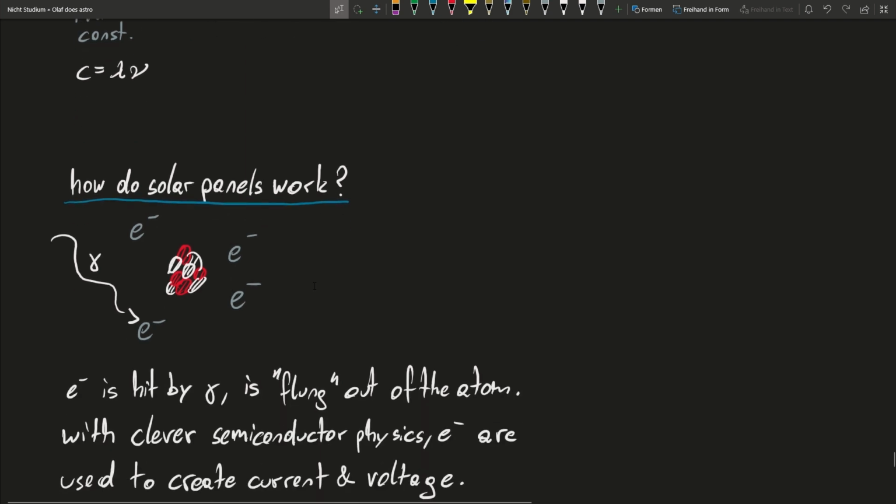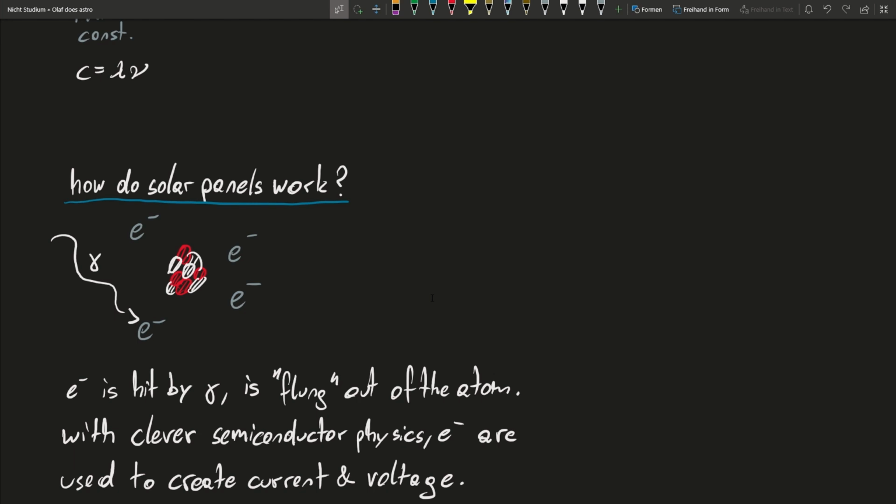And what solar panels do is they utilize the outer photo effect, which, by the way, Einstein explained first and received the Nobel Prize for it. So the electron is hit by a photon, and it is flung out of the atom. And now because this happens all the time, because there are so many photons coming from whatever your source is, with some clever semiconductor physics, the electrons are being redirected, so they don't go back right away to the atom, but they take a little way around, if you will. And this little way around already creates a flow of electrons over time.